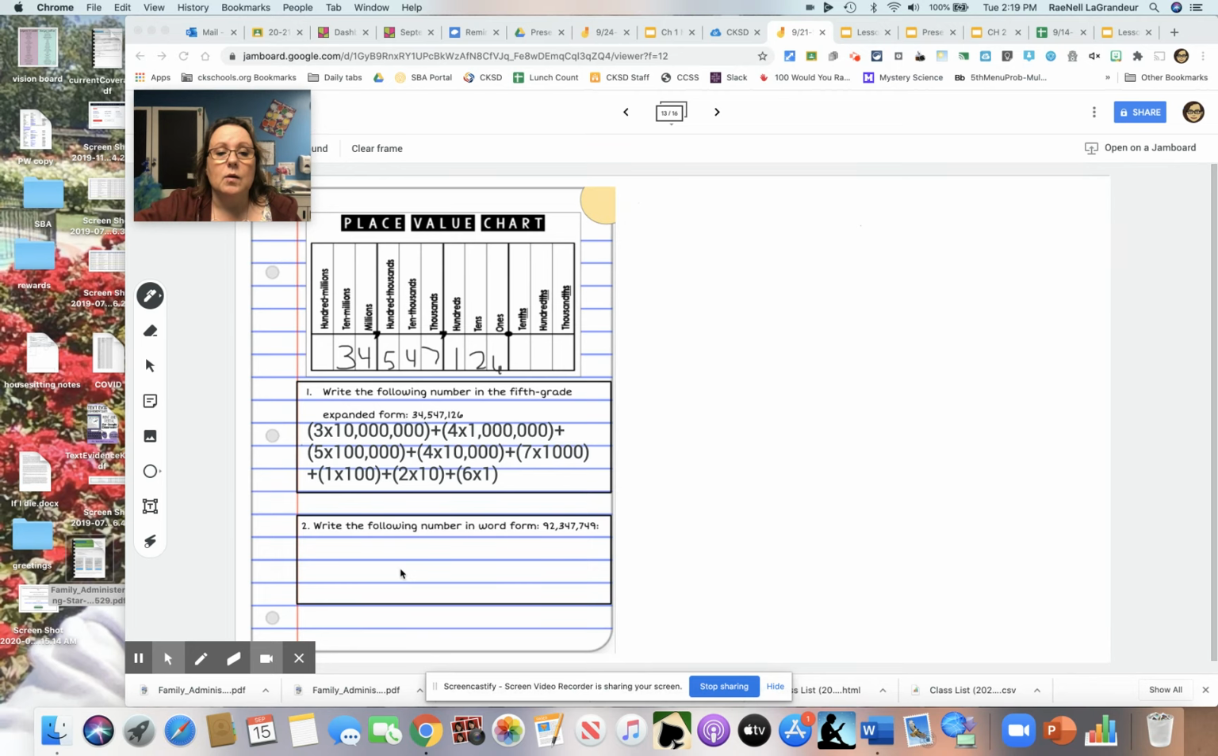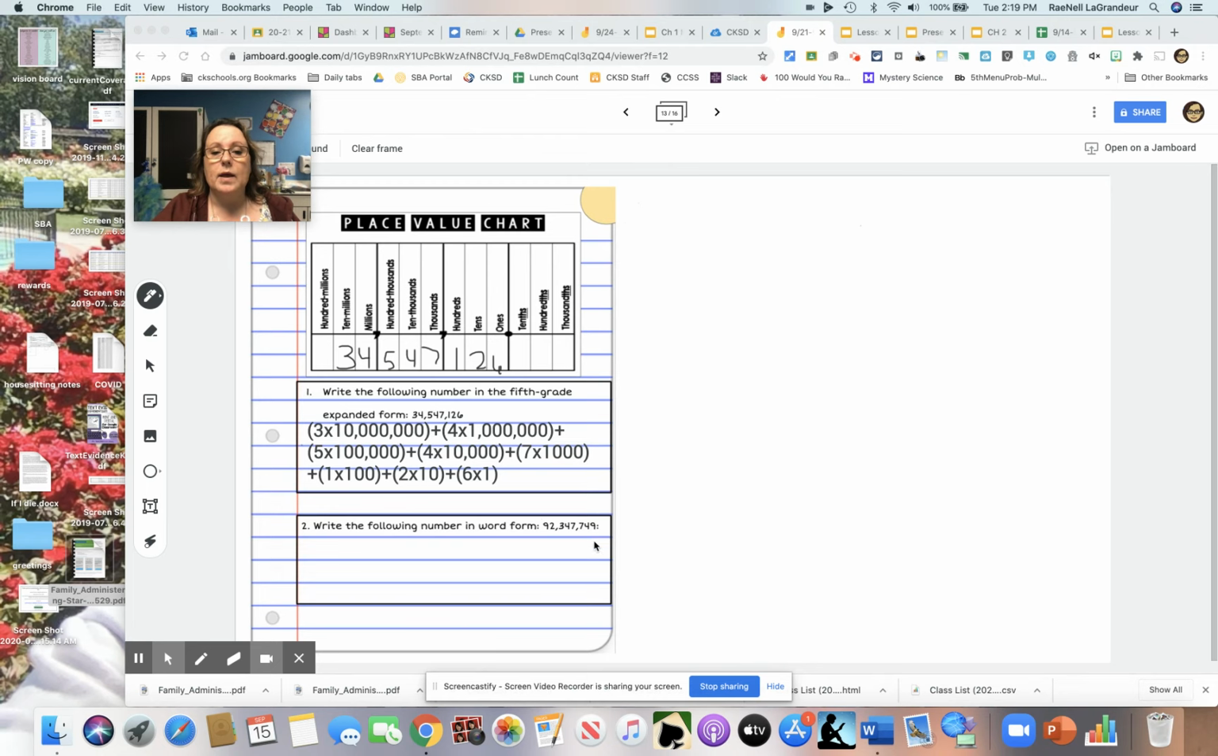Let's look down here at what it's asking us to do. It says, write the following number in word form. So writing numbers in word form can be tricky. So here's what I would recommend. You have to know the place in order to do it properly.